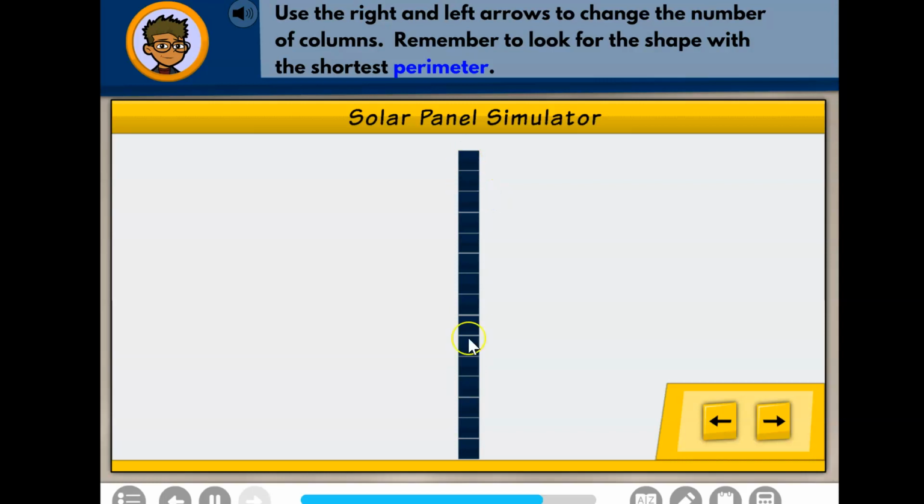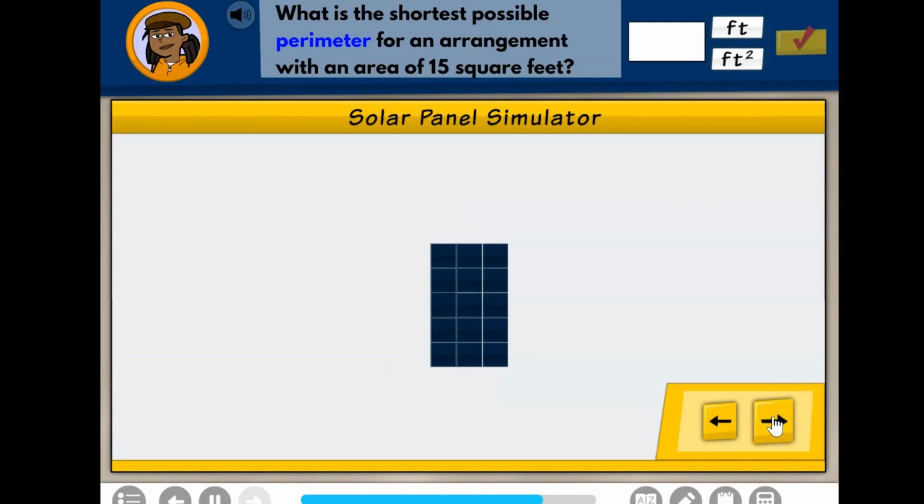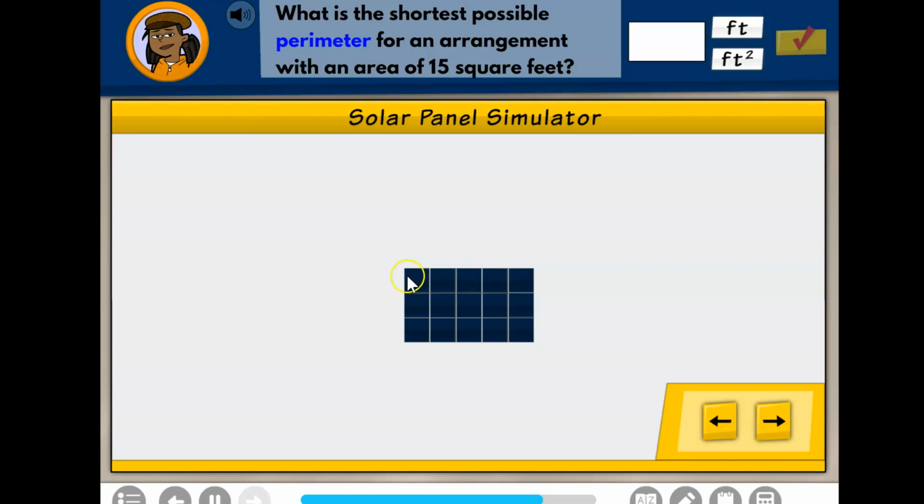So you'll notice, well, this seems pretty short. Well, no, it's got a perimeter of 1 here, 1 down here, and then this entire side plus this entire side. So as I move this and make this different columns, perimeter for an arrangement with an area of 15 square feet. They're telling you what you want to do there, and basically you want to continue to make this as short as possible. And you can play around with this to figure out, okay, if this is 5 by 3 and 5 by 3, that's 16.